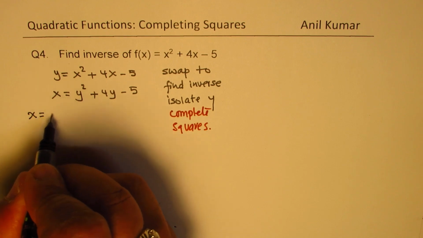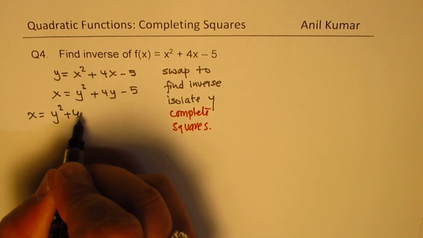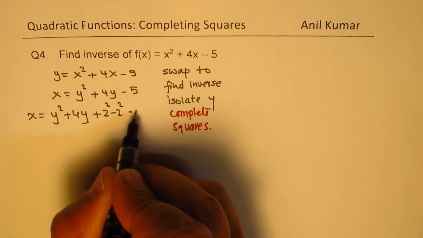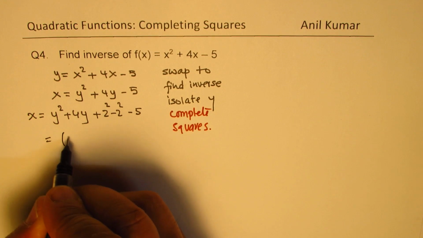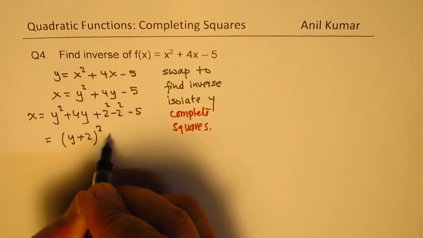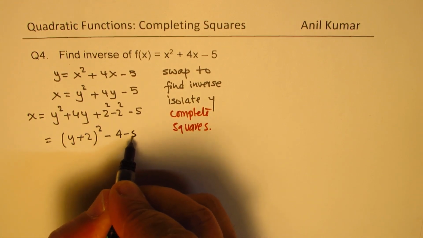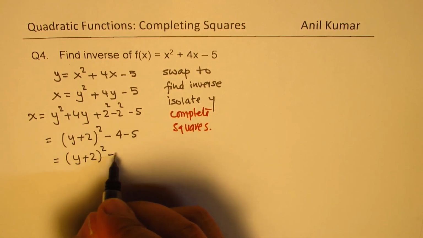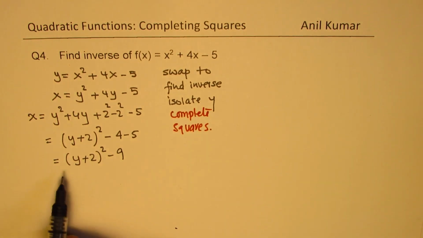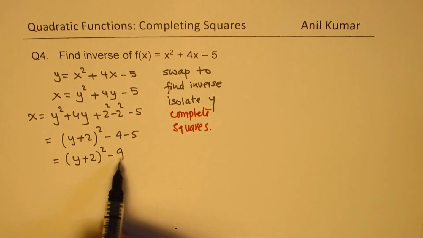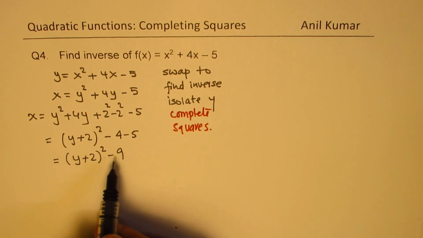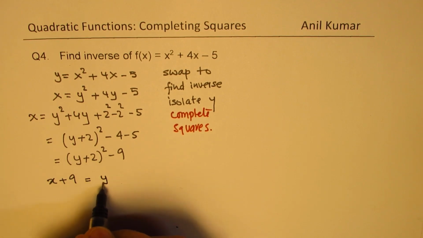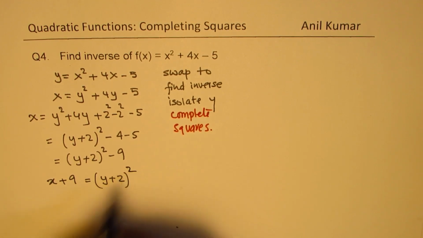So we have x equals y squared plus 4y. Half of 4 is 2. So we'll write plus 2 squared minus 2 squared minus 5. So now we can write this as y plus 2 whole square, minus 2 squared, which is 4, minus 5. Correct? So that gives us y plus 2 whole square minus 9. Right? Now you can isolate, right? So bringing 9 to the right side, we get x plus 9 equals y plus 2 whole square, correct?